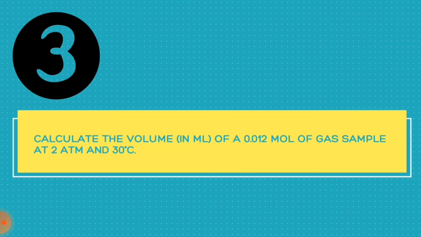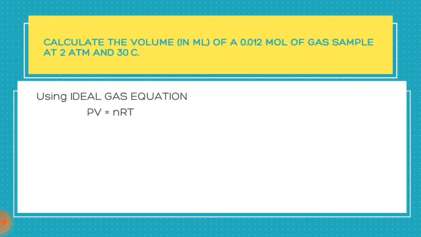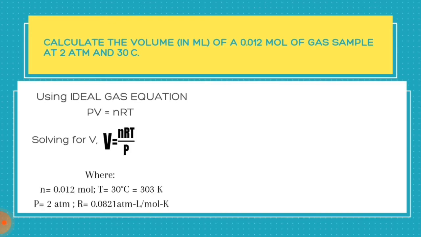So, problem number 3. Calculate the volume in ml of a 0.012 mole gas sample at 2 atm and 30 degrees Celsius. Using the ideal gas law equation, we will find the volume. In order to find the volume, let us find the formula for this. Divide both sides by pressure. The equation for now is V equals nRT over P.